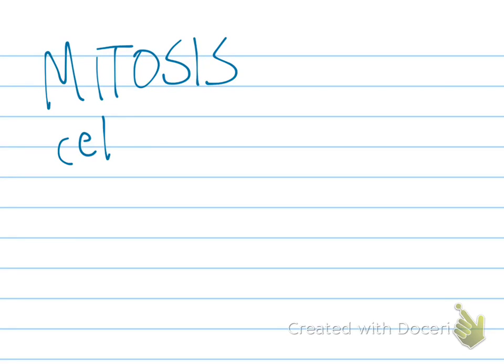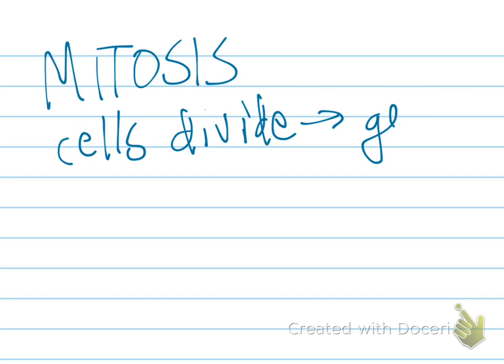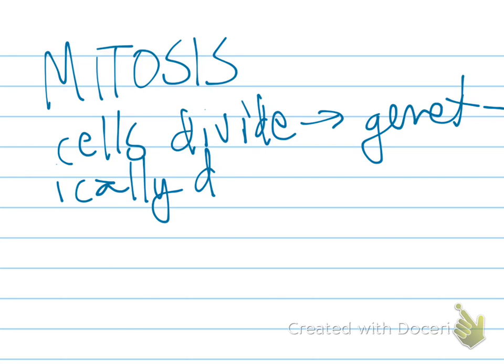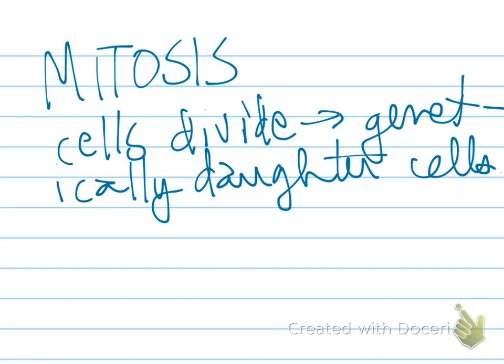Okay, today we're going to be talking about mitosis. Mitosis is a way for cells to divide, and in the process of that division, they produce genetically identical daughter cells. And by genetically identical, we mean whatever amounts and numbers of chromosomes are in the mother or the parent cell are going to be in the daughter cells. So before that has to happen, the DNA needs to reproduce.